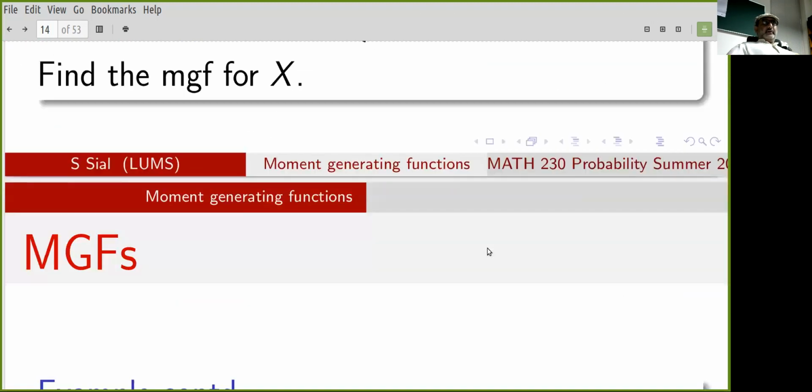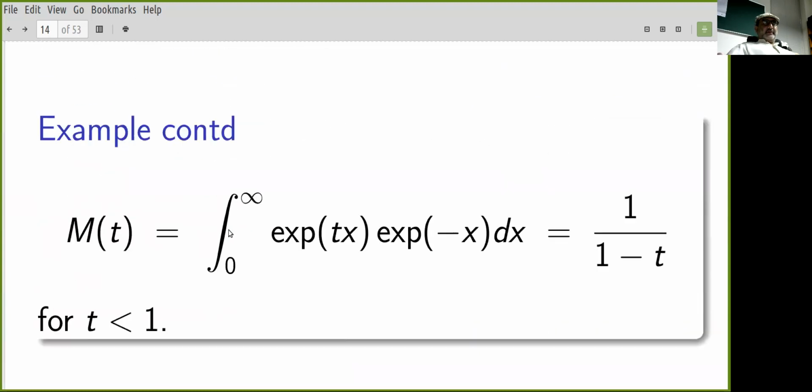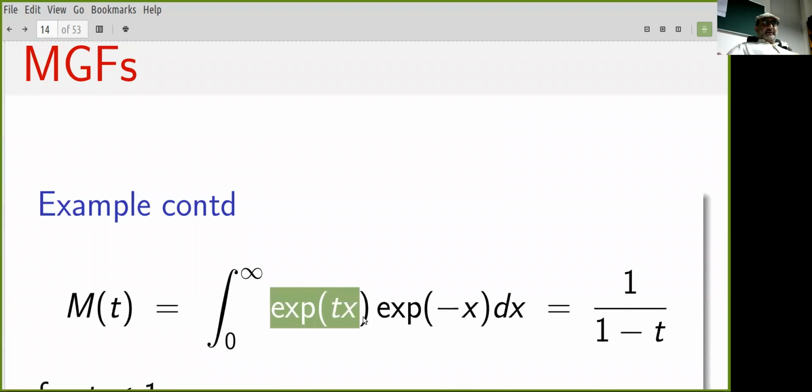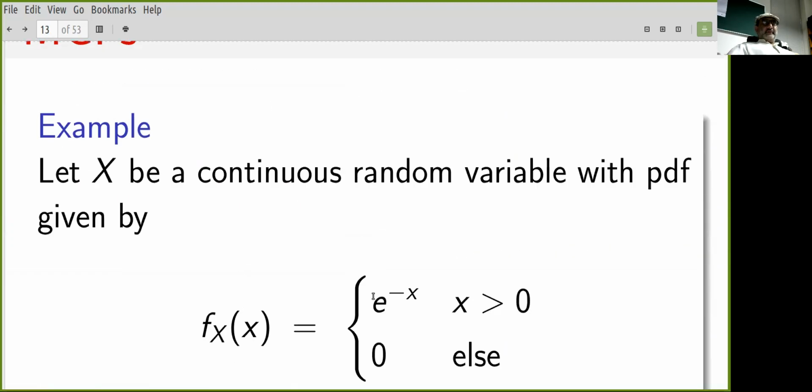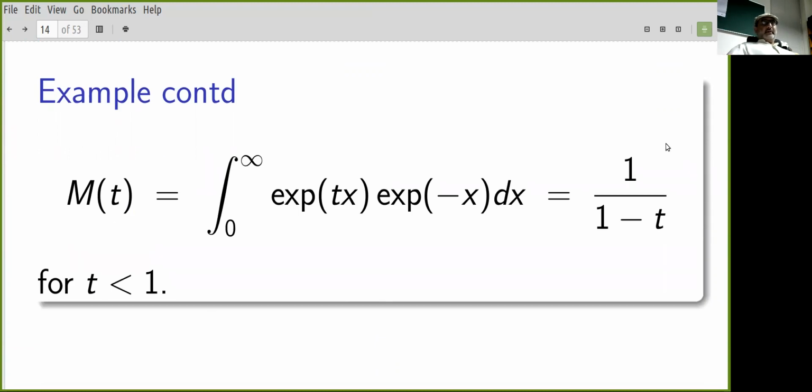There's no point integrating where the PDF is 0, so you integrate where the PDF is not 0, for x greater than 0 up to infinity. The function is e to the tx times the PDF e to the -x, dx. If you perform that integration, you will get 1 over 1 minus t. And this is for t less than 1, actually. If t was bigger than 1, then this improper integral would not converge. If t was equal to 1, then this result is nonsensical. So this is for t less than 1.